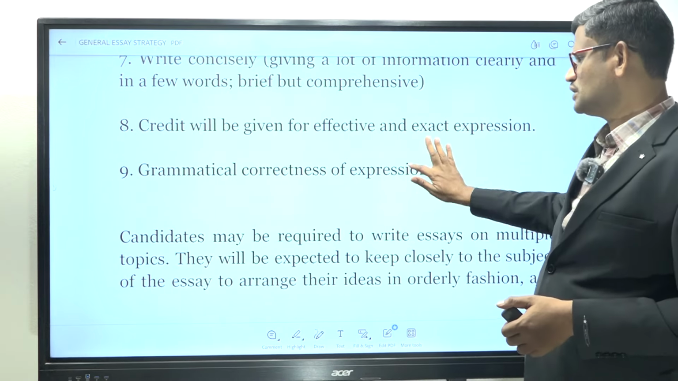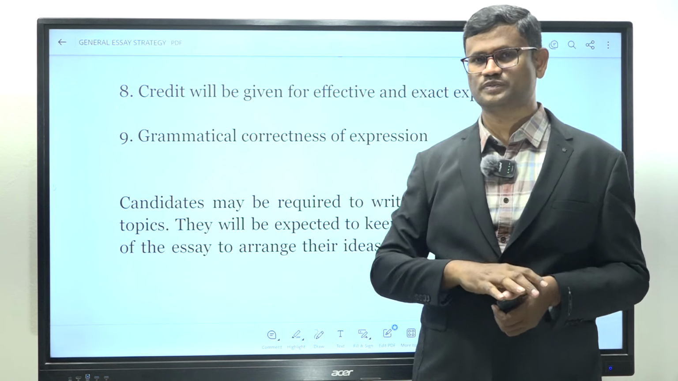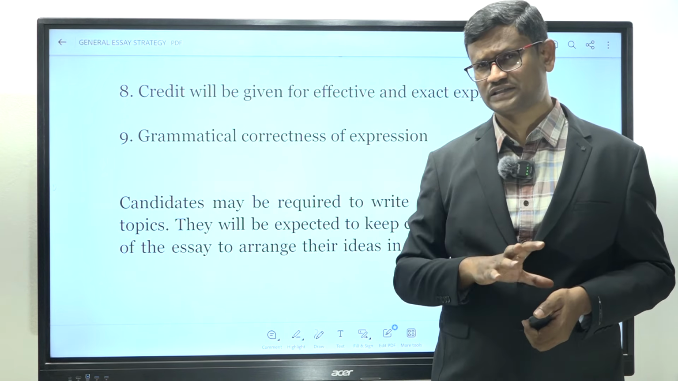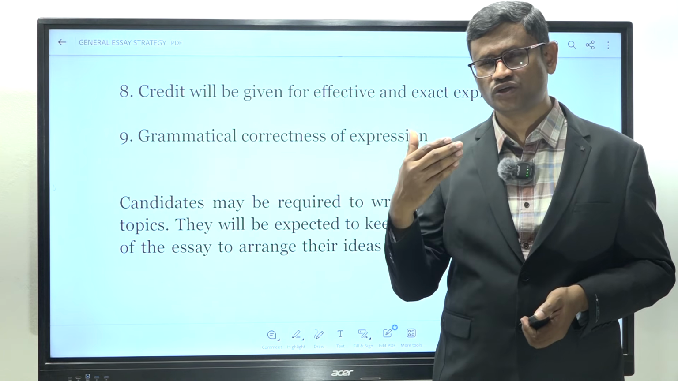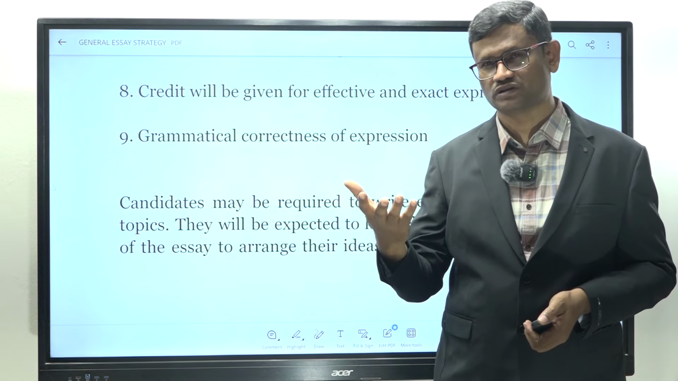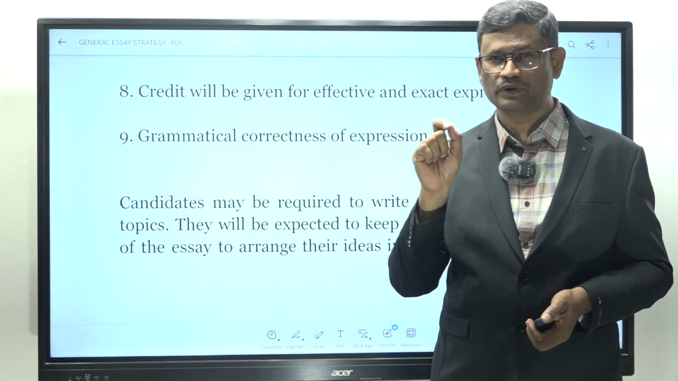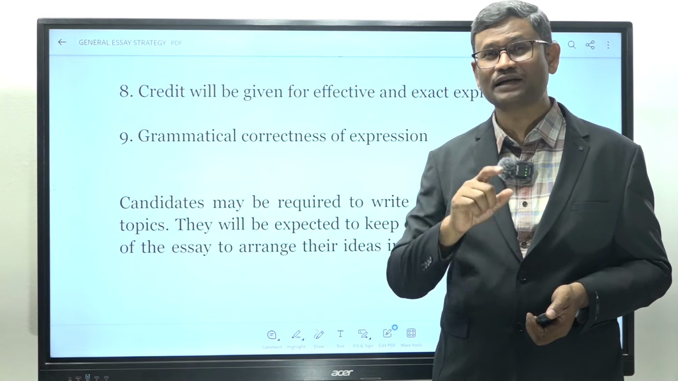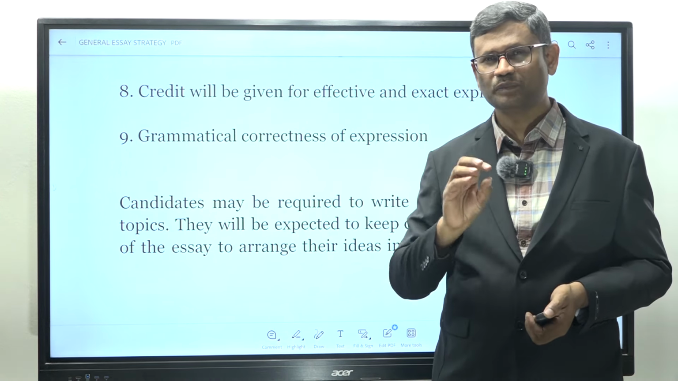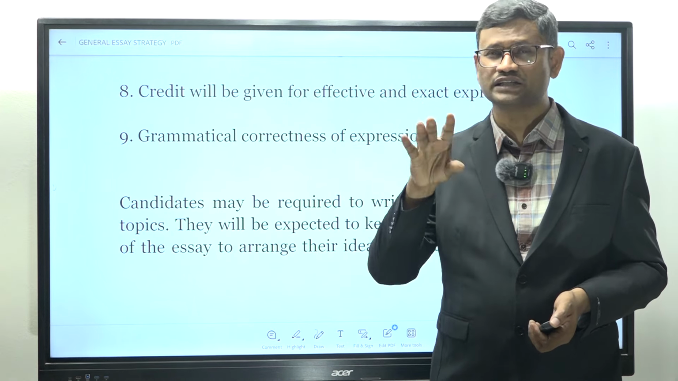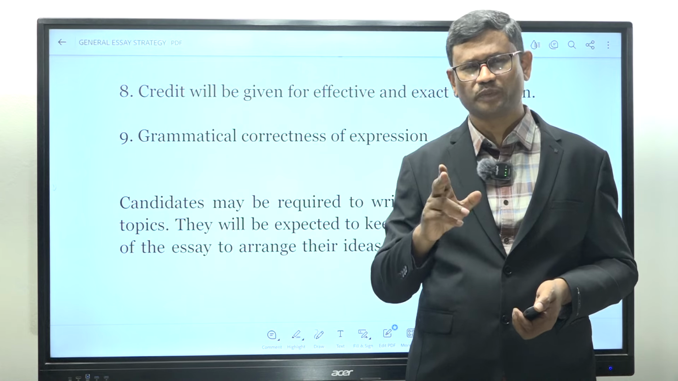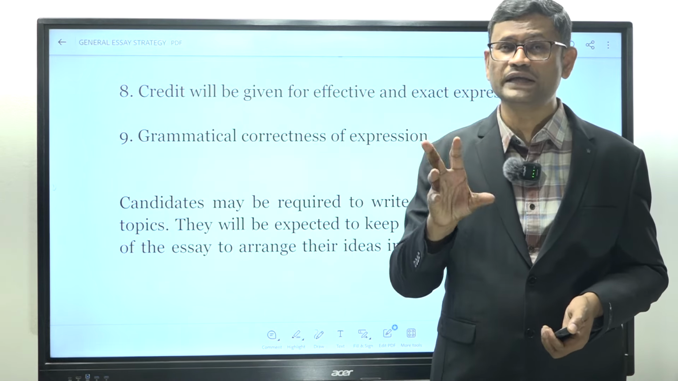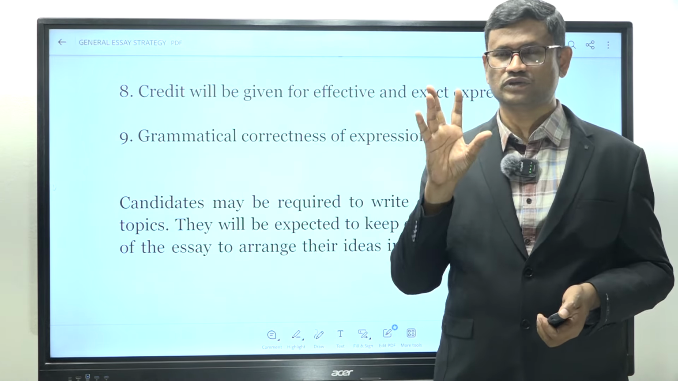Then the last one is grammatical correctness of expression. When you write the essay answer, you should have command over the language. That doesn't mean that you need to use very high sounding words. No. Even with simple English, without grammatical mistakes, you should not make mistakes in properly constructing the sentences. If you have the ability to construct the sentences properly, it gives a proper meaning. So that's the requirement.